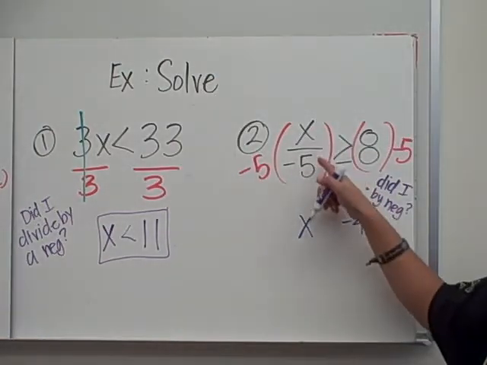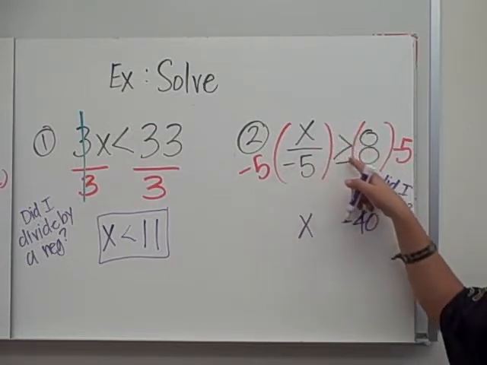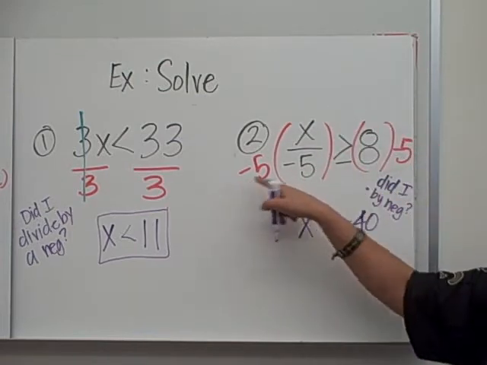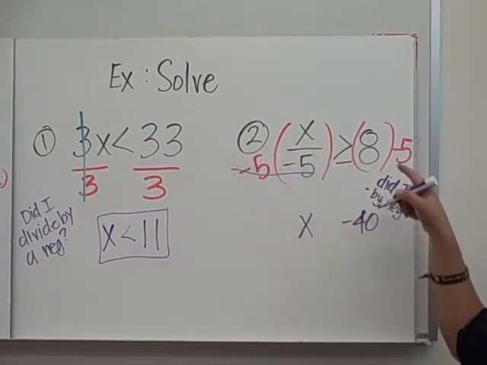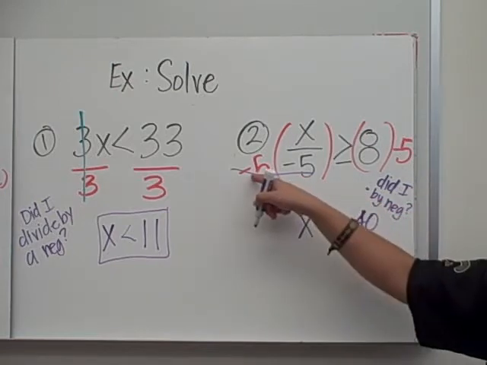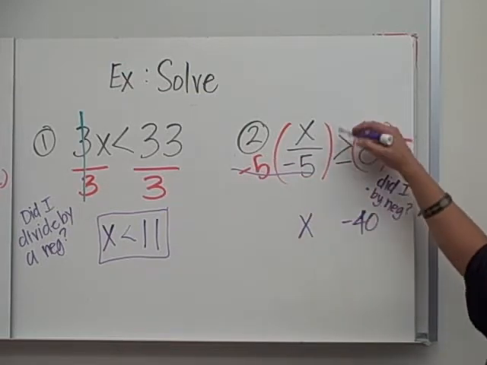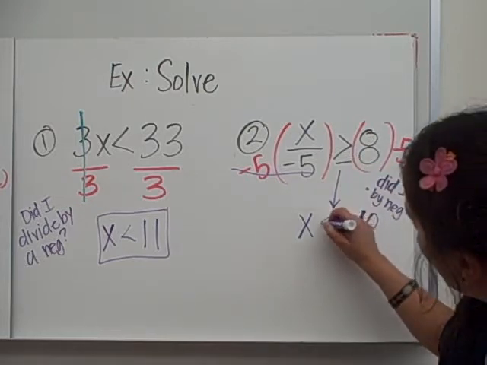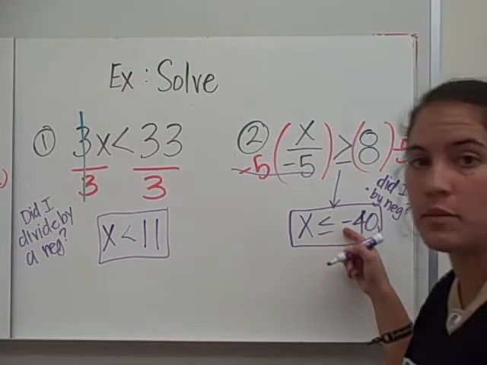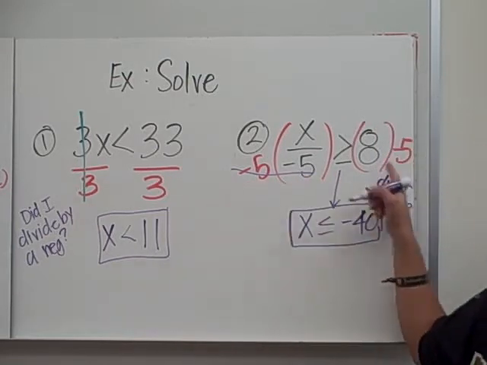Number 2, x over -5 is greater than or equal to 8. Look at the black first. x over -5 is greater than or equal to 8. I need to undo this division with multiplication, so I'm going to multiply both sides by -5. These cancel. 8 times -5 is -40, and my question is, did I multiply by a negative? What did I multiply both sides by? A -5. So that means my inequality symbol, which once was greater than or equal to, is now less than or equal to. I had to switch my inequality symbol because I multiplied both sides by a -5.